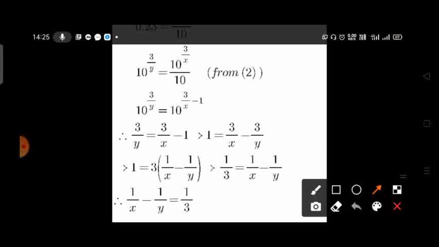So here the 3 by y comes to this side and 1 goes to that side. So 1 is equal to 3 by x minus 3 by y we get. Here 3 is a common factor, so 3 comes out. 1 is equal to 3 into (1 by x minus 1 by y). So 3 is multiplied and it comes to this side as 1 by 3. So 1 by x minus 1 by y is equal to 1 by 3. This is the answer we required.